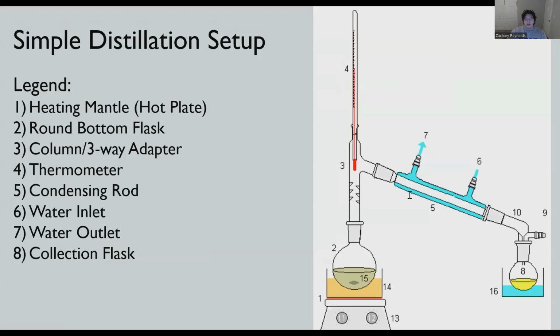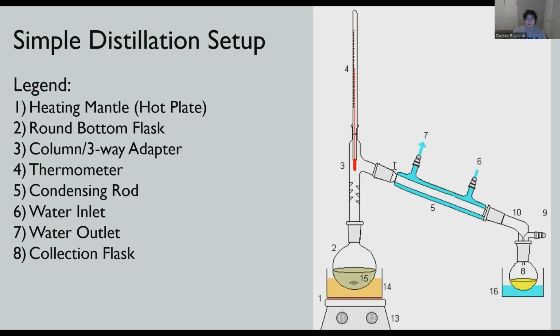and that is described in this picture here. So we're going to start with number one, the heating mantle or hot plate. In the picture, they're using a hot plate. They have the flask suspended in some kind of liquid. They're heating the liquid and in turn heating the flask. Speaking of flask, number two is the round bottom flask. That's just a super common method of heating things. This setup is really similar to what you would see in most organic chemistry labs, especially at the university level.